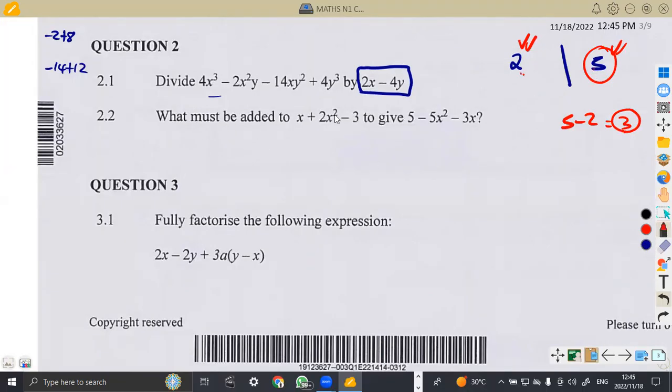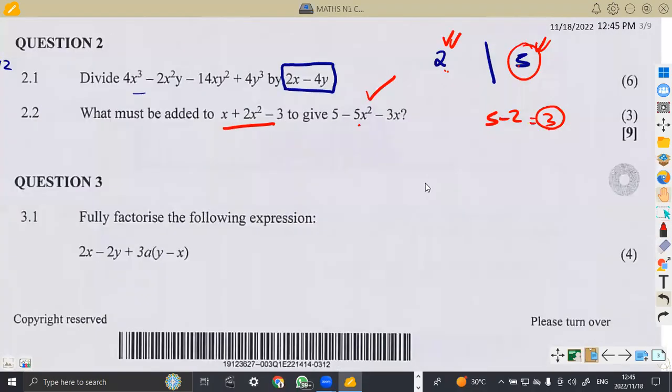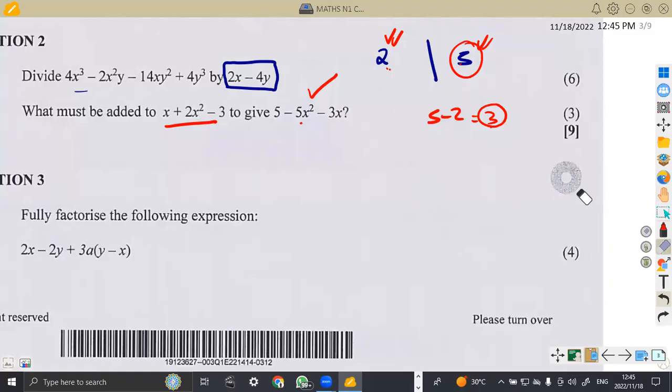So what must be added to this expression so that we get this expression? We simply have to subtract this expression minus this. That is what the question was simply asking you to do, just like that, guys. So let us subtract and see what was supposed to be added.